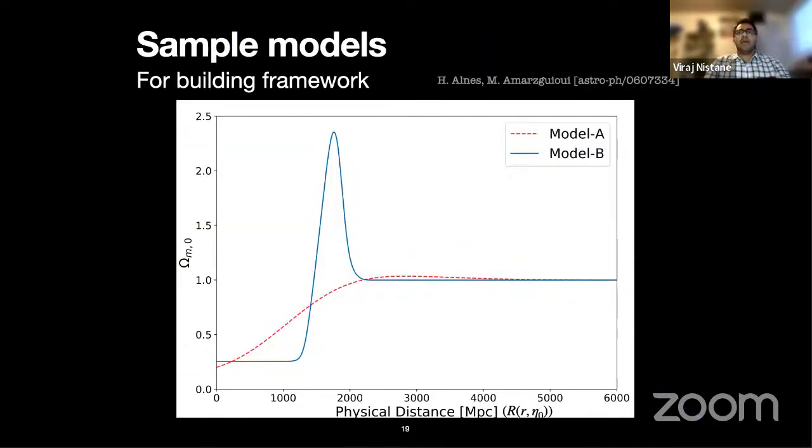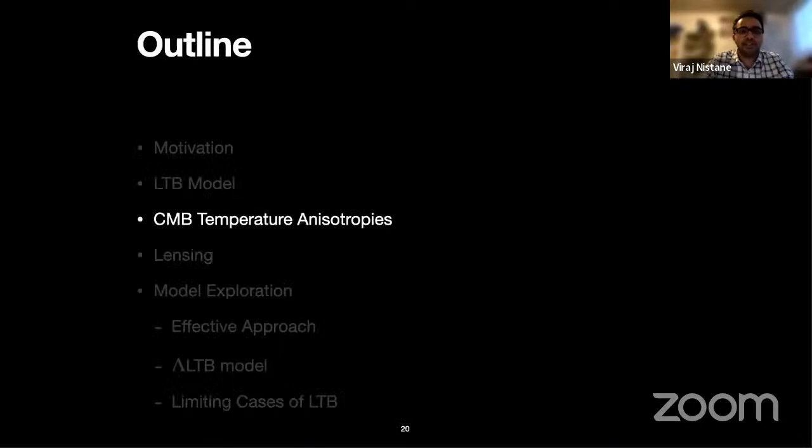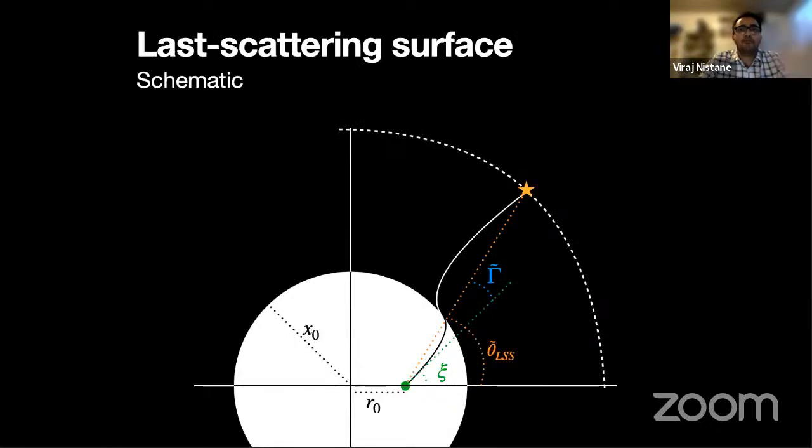So I am not going into much detail about how the calculation goes. It's mostly GR, and now we can simply turn our pages to the CMB temperature anisotropies, which we will also go through very quickly because there is only one slide here.